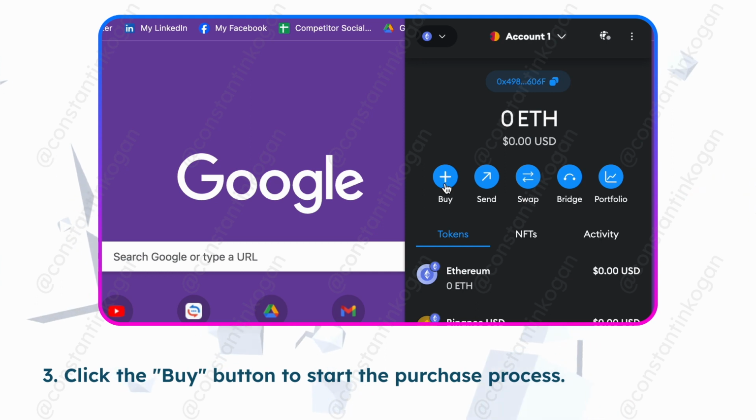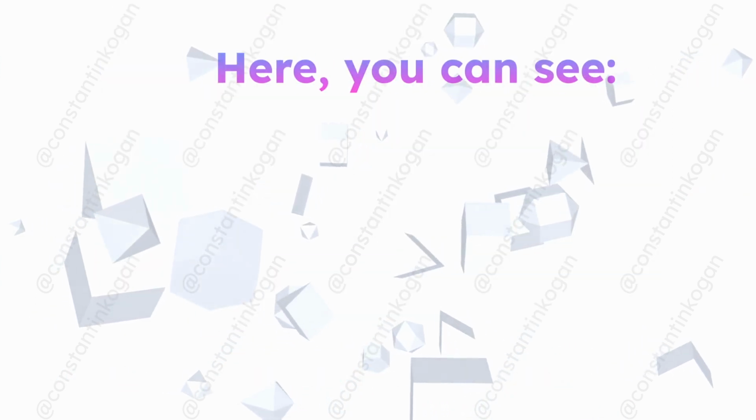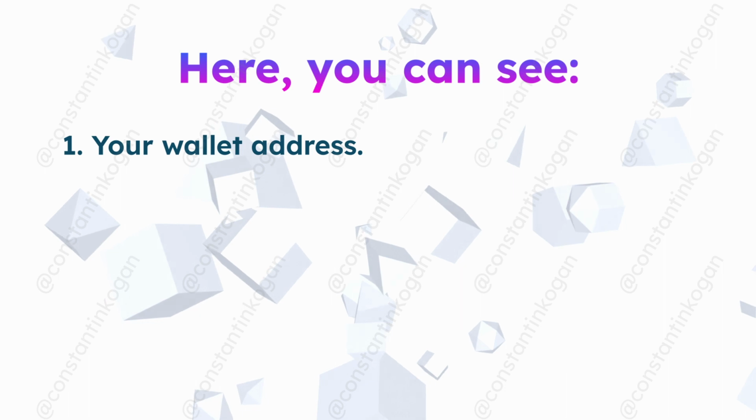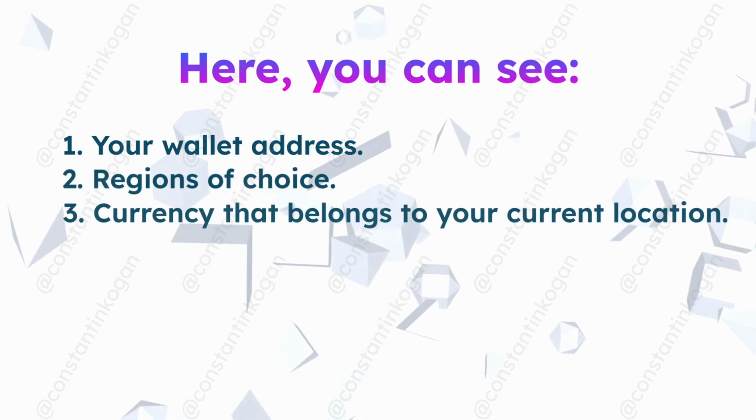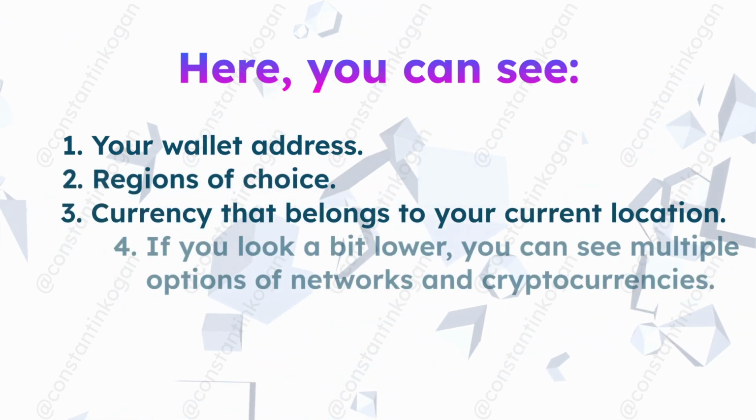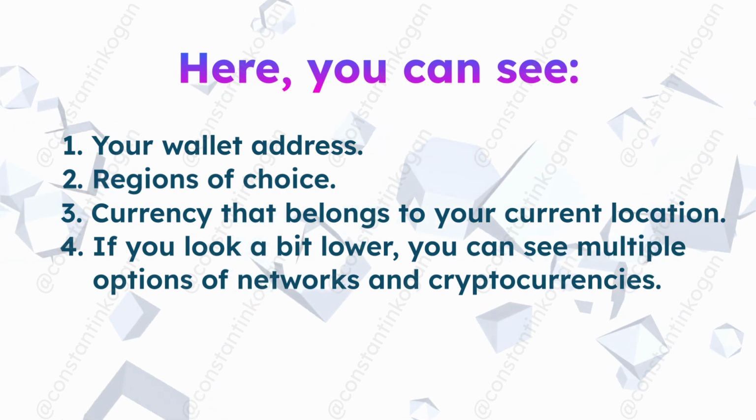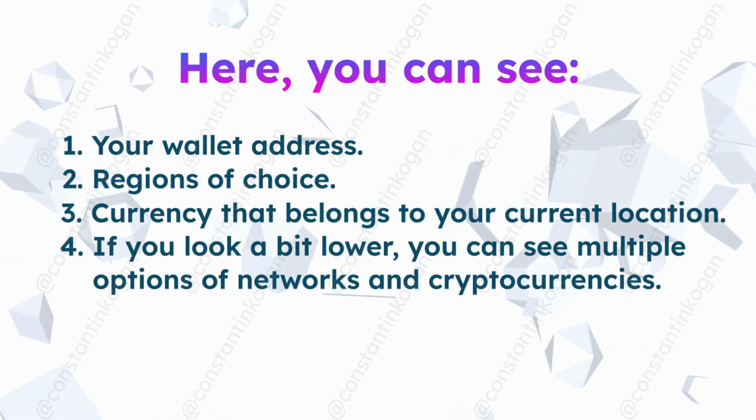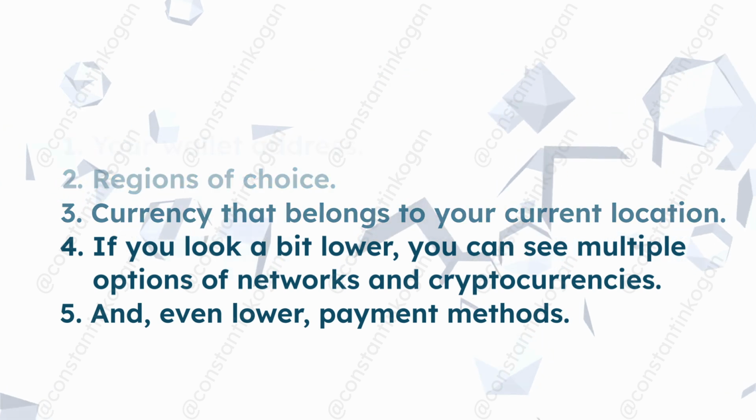Click the Buy button to start the purchase process. Here, you can see your wallet address, regions of choice, currency that belongs to your current location. If you look a bit lower, you can see multiple options of networks and cryptocurrencies. And, even lower, payment methods.